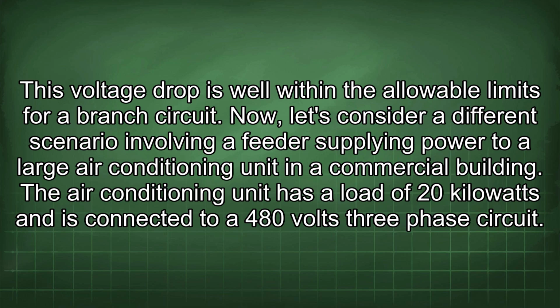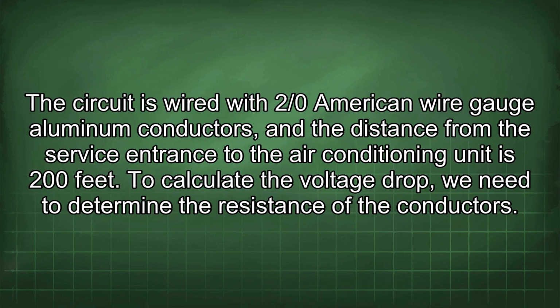Now let's consider a different scenario involving a feeder supplying power to a large air conditioning unit in a commercial building. The air conditioning unit has a load of 20 kilowatts and is connected to a 480 volts three-phase circuit. The circuit is wired with 2/0 American wire gauge aluminum conductors, and the distance from the service entrance to the air conditioning unit is 200 feet. To calculate the voltage drop, we need to determine the resistance of the conductors.